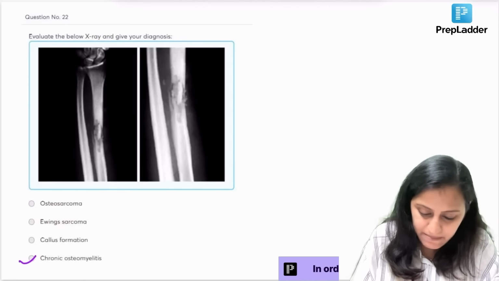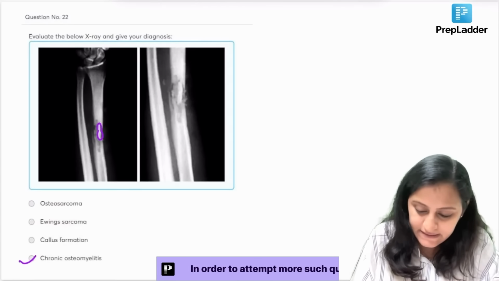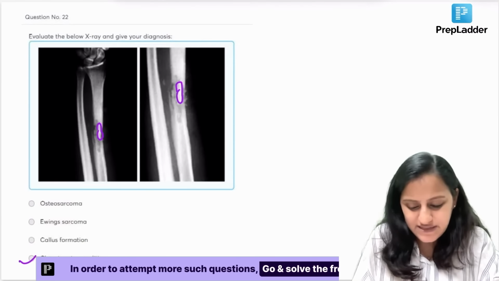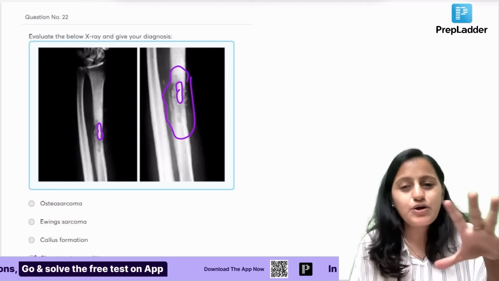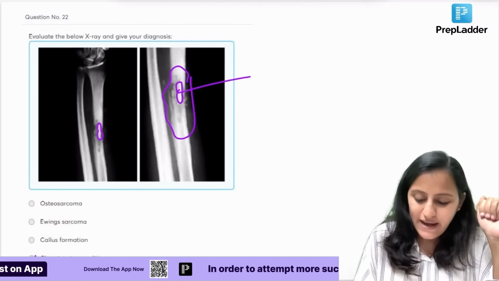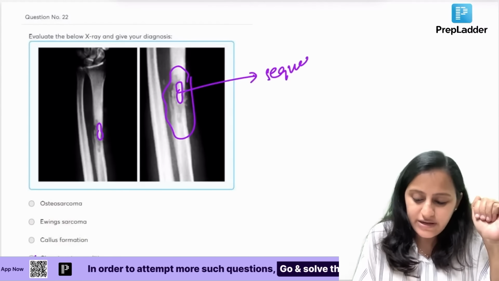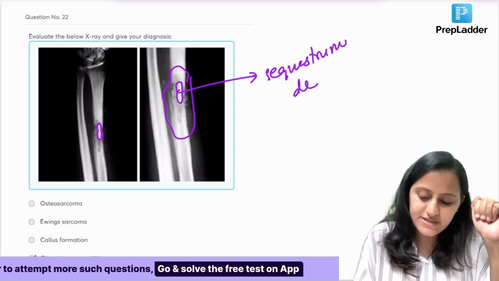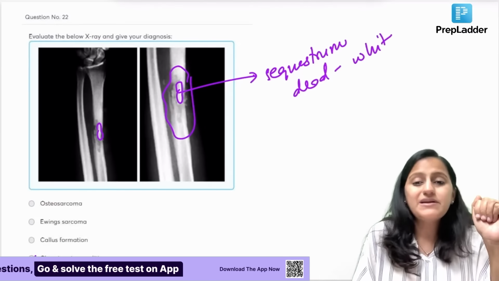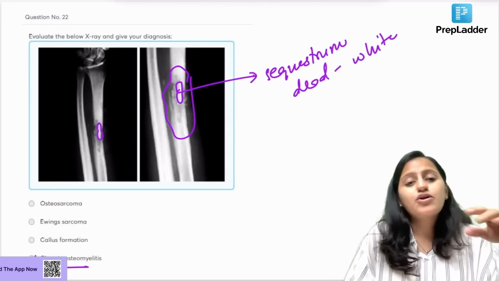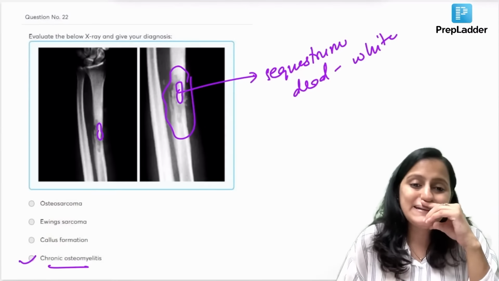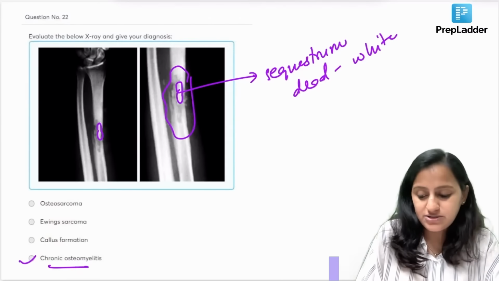Why? So can you appreciate this white area? This white area in the center with the surrounding bone which is appearing very unhealthy, right? Not very clear bone. So that white area in the center is called the sequestrum, which is the dead bone which is appearing white. And sequestrum is a finding that you see in chronic osteomyelitis.